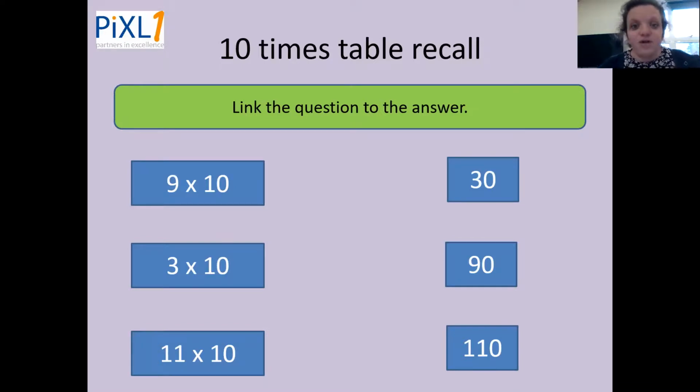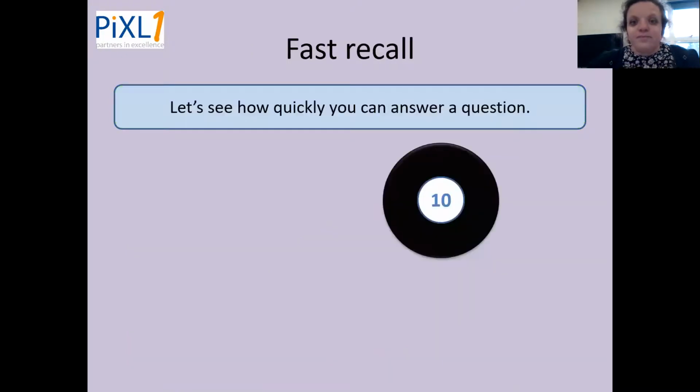Okay, well done. So we've got 9 times 10, it's going to become 90. 3 times 10 is going to become 30. And 11 times 10 is going to become 110, because my 11, my ones and my tens, are going to go up. The next 1 is going to go up into my hundreds, and then my 0 is going to go at the end. Right. Let's see how quickly you can answer a question.